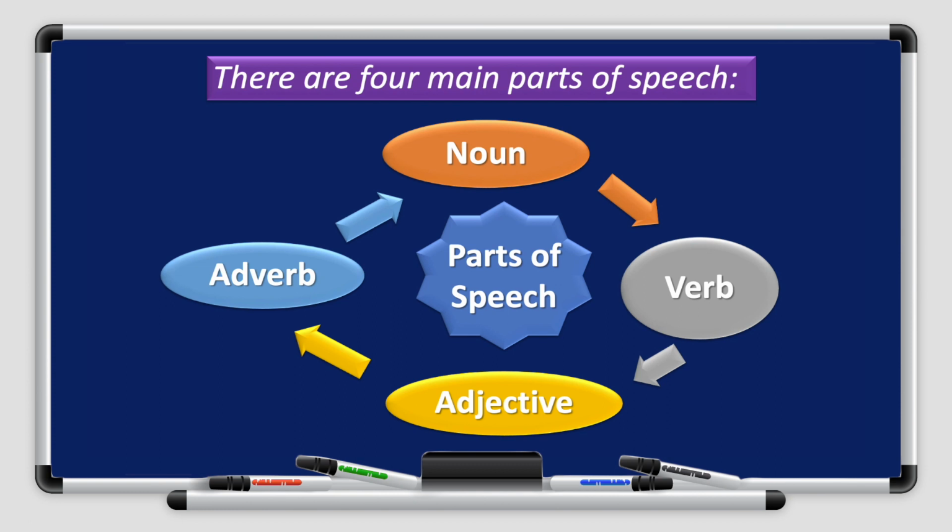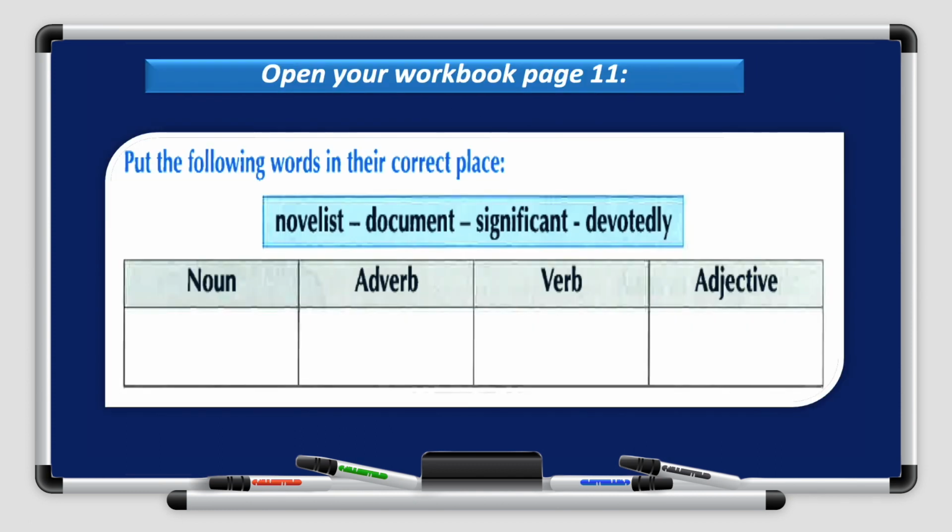Let's look at this task that you can find in your workbook, page 11. It tells you to put the following words in their correct place in the table. So you have a noun, adverb, verb, and adjective. Let's look at the words. Novelist, document, significant, devotedly. Now where is the noun here? Excellent, novelist, which means an author.